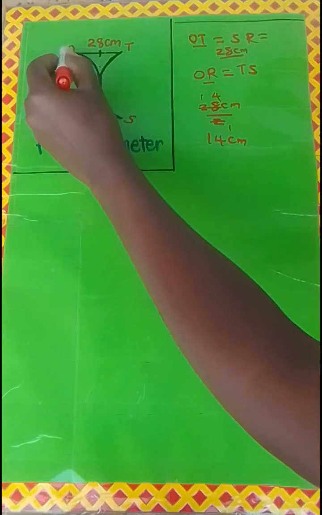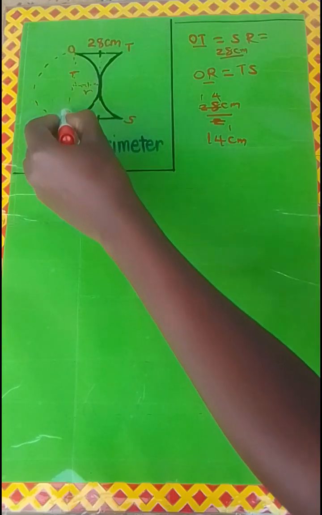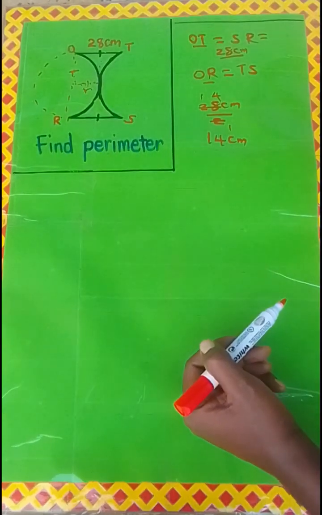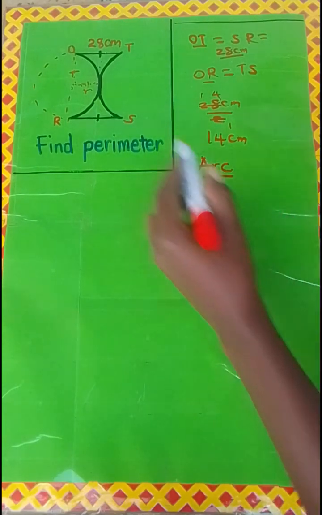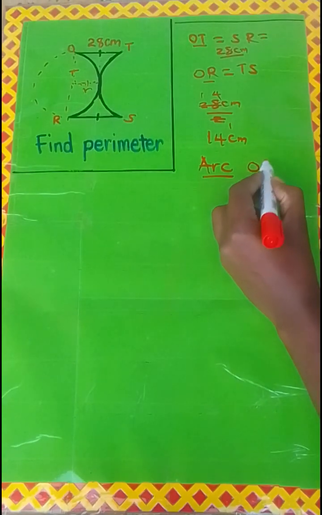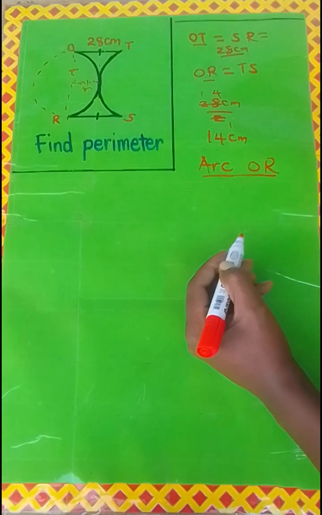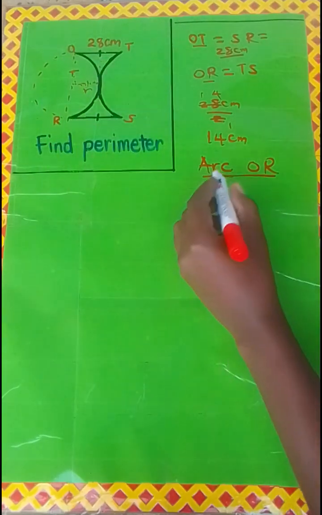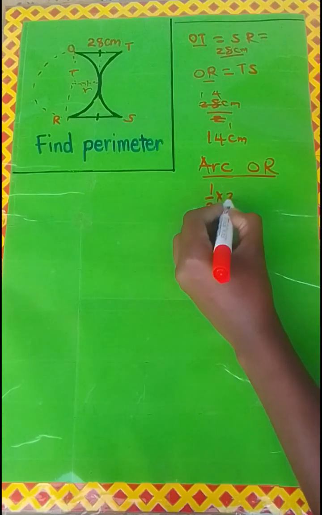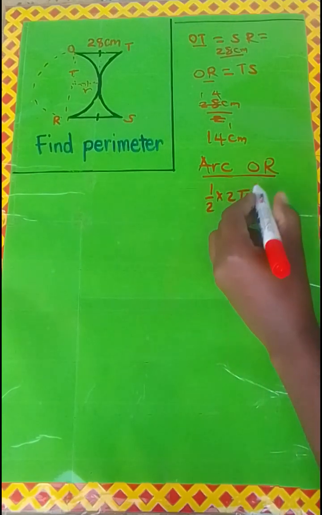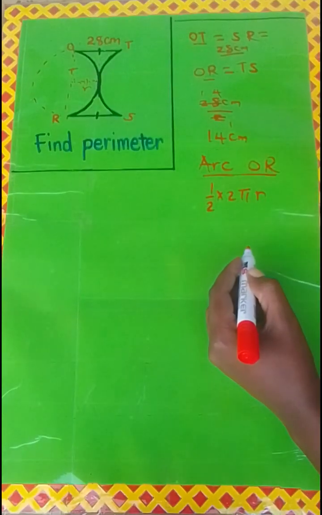Looking at this, this is just a half of a circle. So we can find the arc. We are naming it OR. The arc OR, by applying the method of finding the arc, which is a half of the circle, is 2 pi r. We know our r is already 14 centimeters.